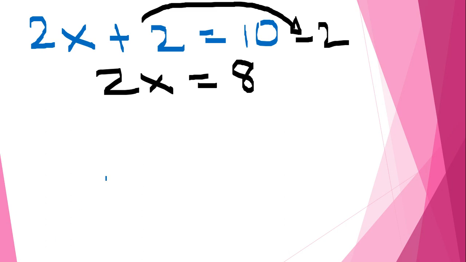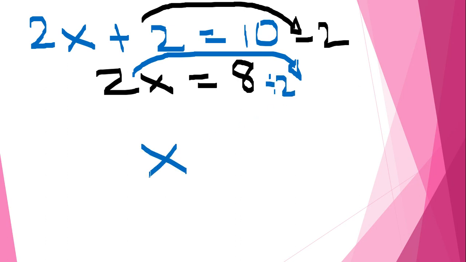2 times x. So we need to counter this by a division. And therefore, we're going to move that 2 to the other side. As we move that 2 to the other side, the opposite of multiplication is division, and therefore we'll be dividing by 2 this time. On the left-hand side, we have x. And on the right-hand side, we have 8 divided by 2, which is 4. We no longer have 2 because we've moved it to the right-hand side.